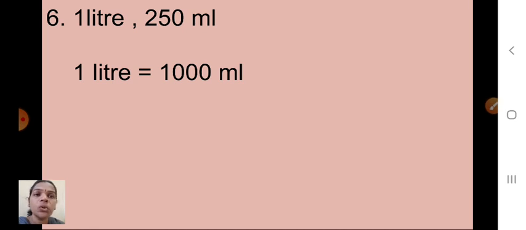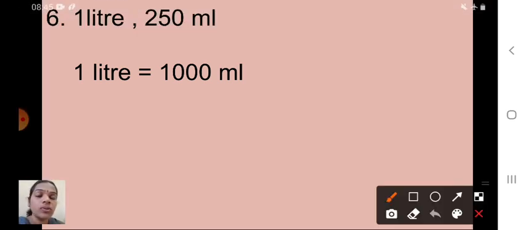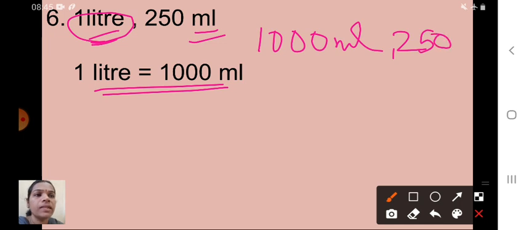1 liter 250 milliliter. See here children, 1 liter 250 milliliter. Again here we have different, yes, units. So you know very well this liter we have to convert into a milliliter. Okay, 1 liter is equal to how much of milliliter? 1000 milliliter. So we have to find the ratio of 1000 milliliter and 250 milliliter.